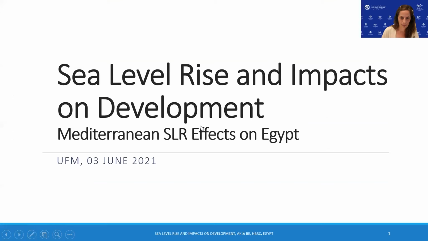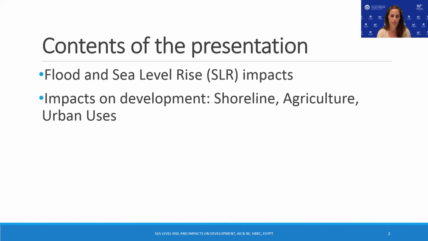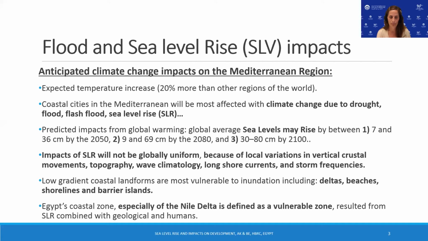So basically, I will speak about two issues, and my colleagues from Alexandria Governorate will speak about the impact on the strategic plan. But first of all, as per the study made by the World Bank in 2002 and 2008, the Mediterranean region will be highly affected, with 20% more temperature increase than other regions of the world.